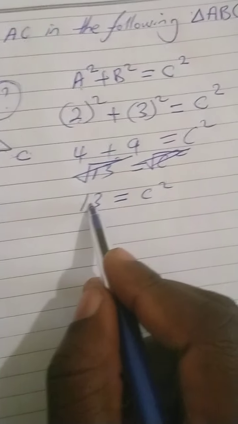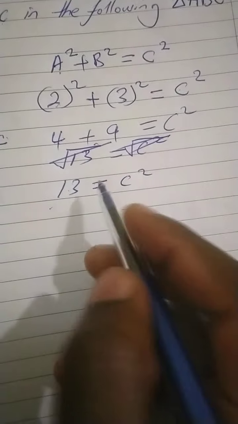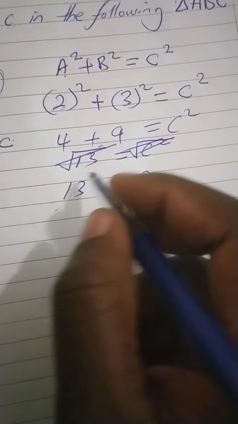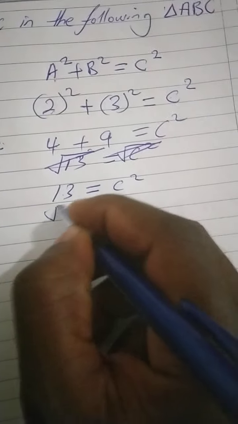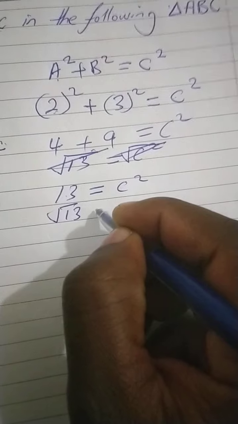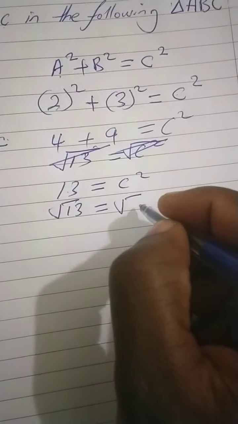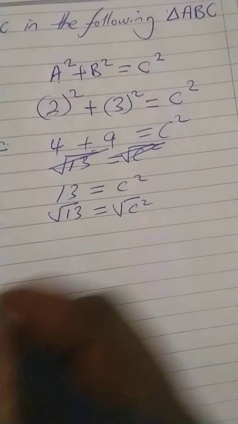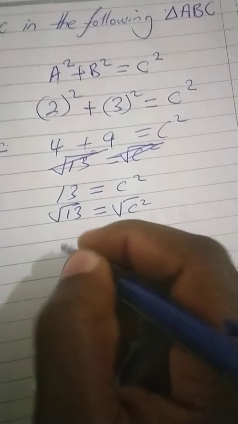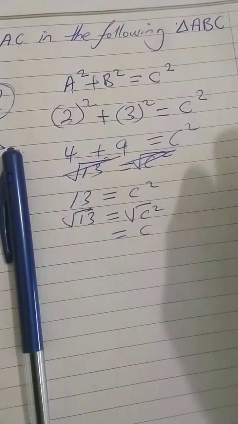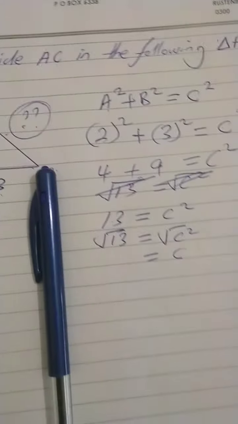So the next step which I have to do here is to introduce the square root on both sides. In order for me to do that, remember, what you do on the left hand side, you must also do on the right hand side. So root of 13 equals root of C squared. So root of C squared is going to be C. Root of 13, how much is it? I don't know how much the root of 13 is, so I will need to use a calculator.